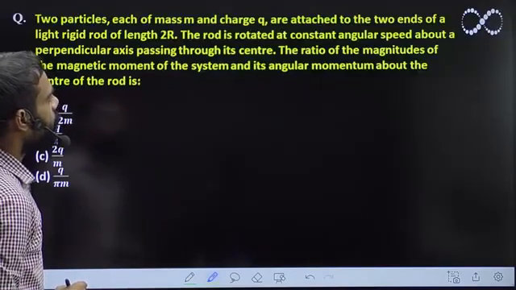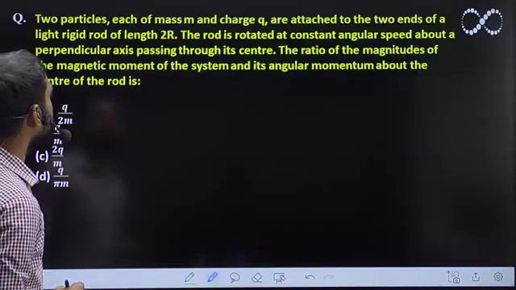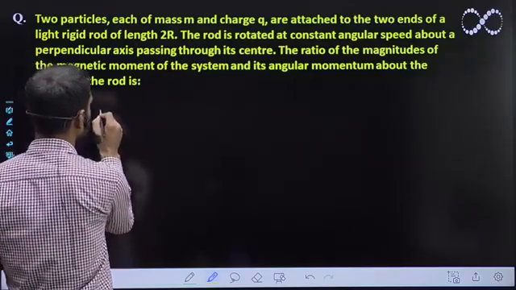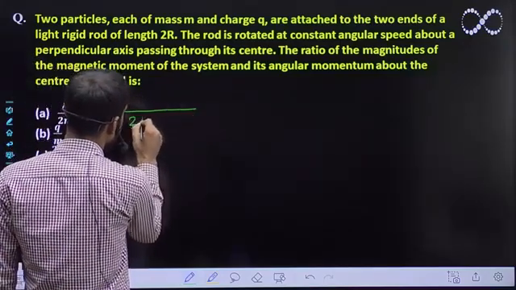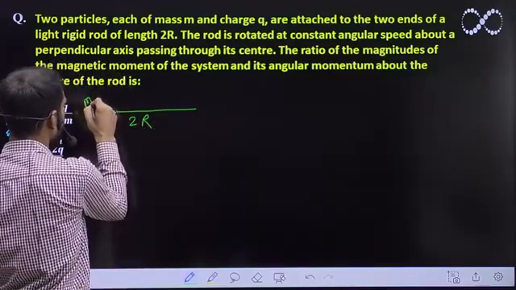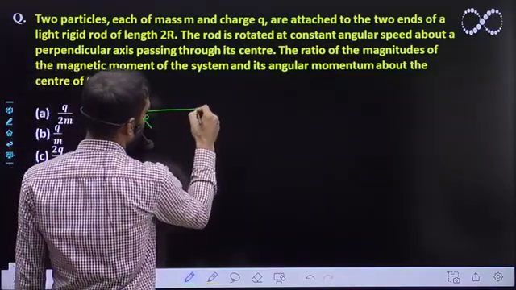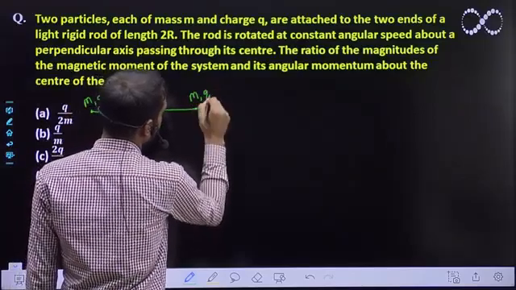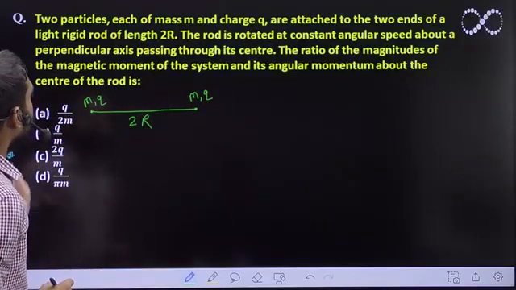Two particles each of mass m and charge q are attached to two ends of a light rigid rod of length 2r. So let us make the figure. What figure is given? This length is 2r, and the mass is m. Here the mass is m and charge is q. Here also the mass is m and charge is q. The length is 2r.